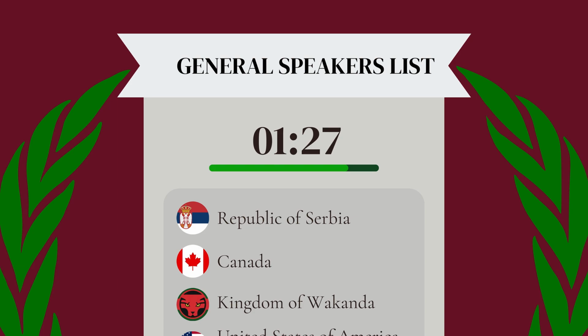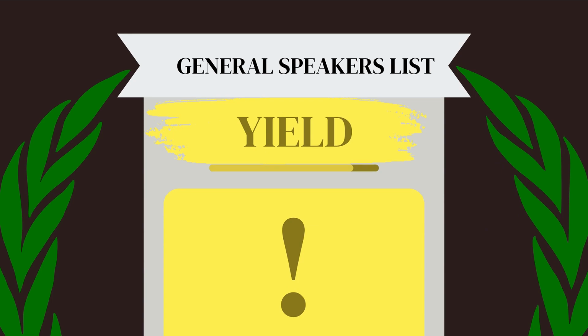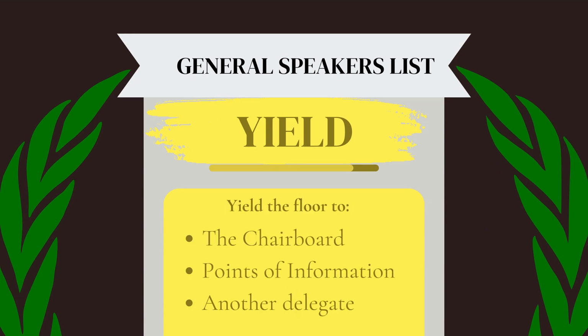After the opening speeches are finished, a delegate can make a speech, which usually has a time limit of around 2 minutes. If the delegate has remaining time from their speech, they may yield the floor to the chairboard, points of information, which are usually questions proposed by other delegates. The speaker has the remaining time to answer any proposed questions. They can also yield the floor to another delegate who can use the remainder of the time to speak.